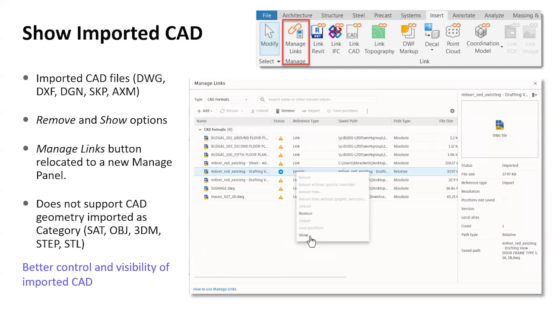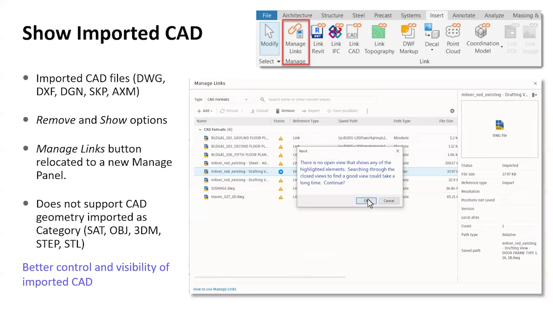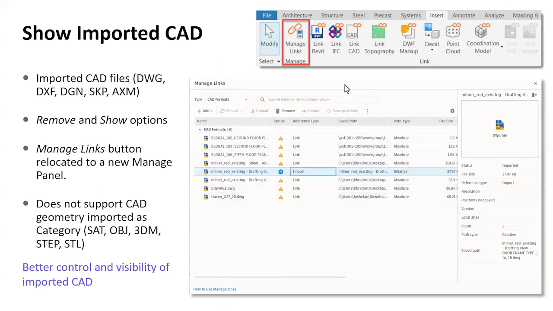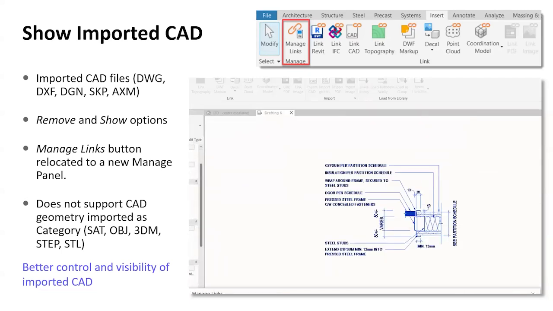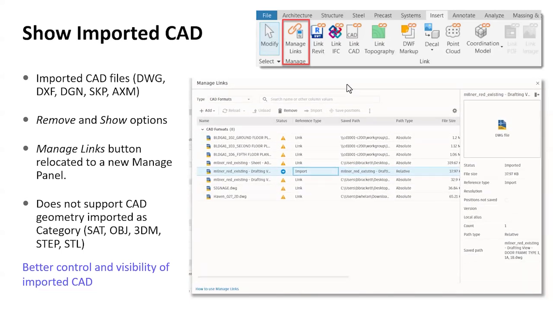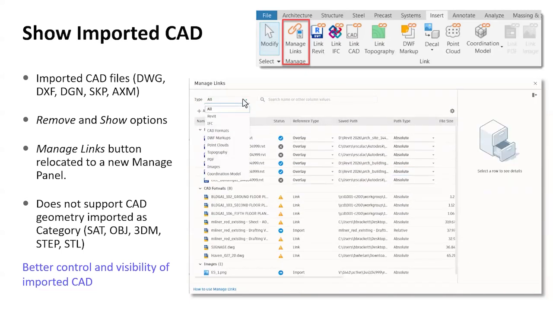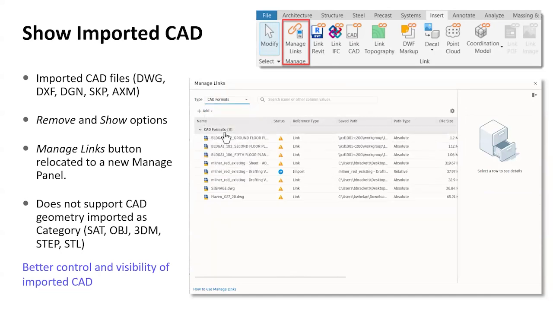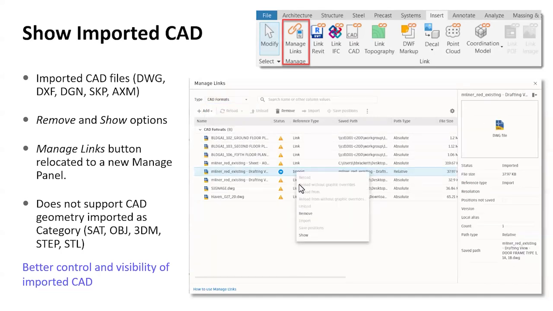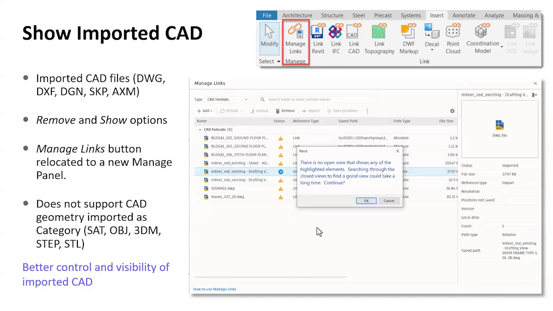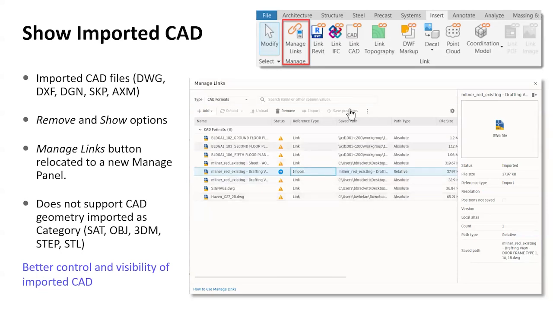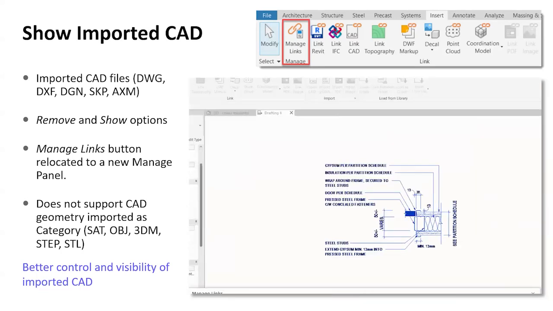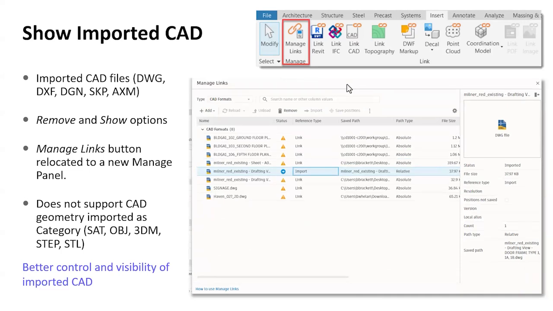The Manage Links dialog now reveals imported 2D and 3D CAD files. So DXF, DWG, DGN, SketchUp files, AXM files. So it's kind of funny that they're located in the Manage Links button because they're not links, they're imported CAD. So we can now easily remove or show these files directly from the Manage Links dialog box or right-click.